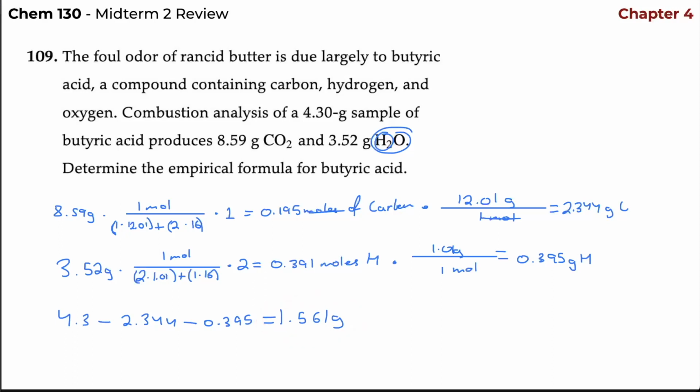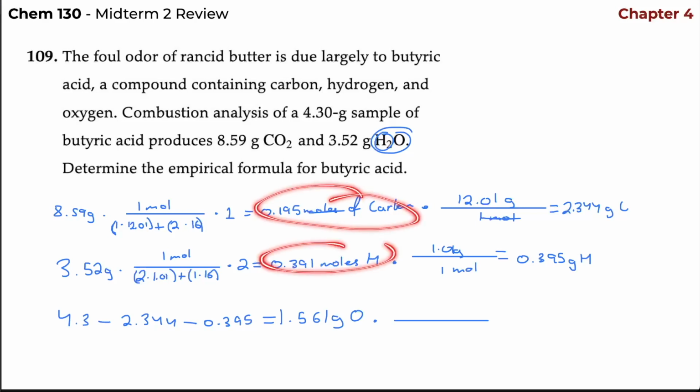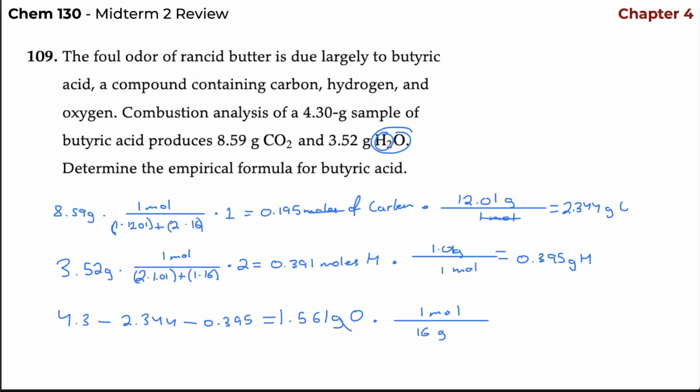Okay, cool. Now let's take this, grams of oxygen, and let's turn this into moles, because we have the moles of carbon, we have the moles of hydrogen, let's get the moles of oxygen. So we want moles on the top, 1 mole. And what's the molar mass of oxygen? 16. You should know that by now. 16 grams per mole. So cancel, cancel, cancel, cancel. And this is going to be 0.0976 moles of oxygen. Cool.